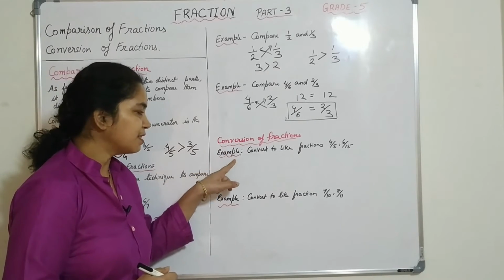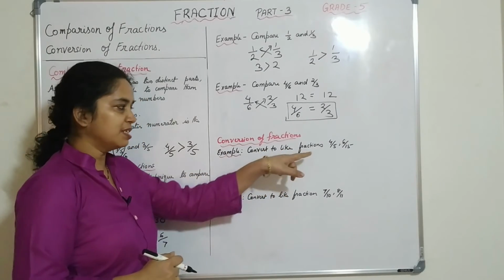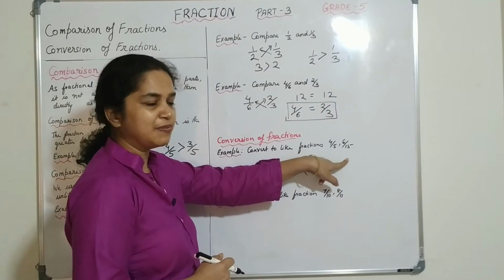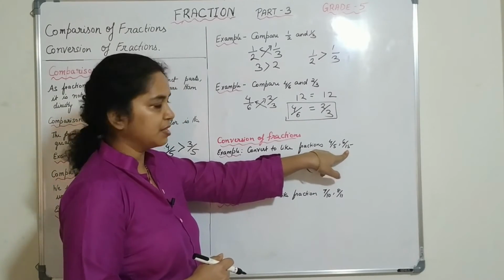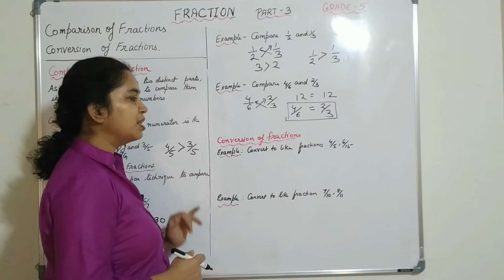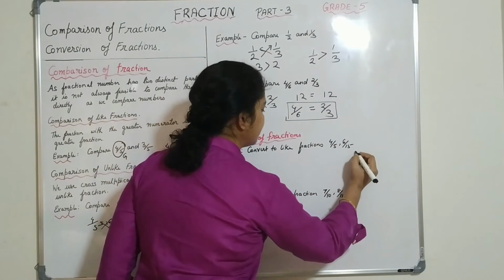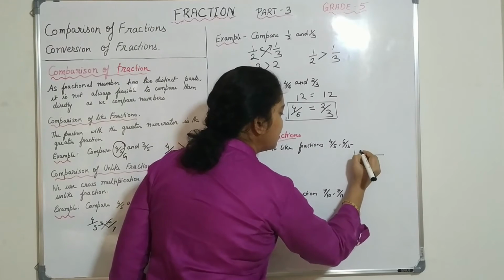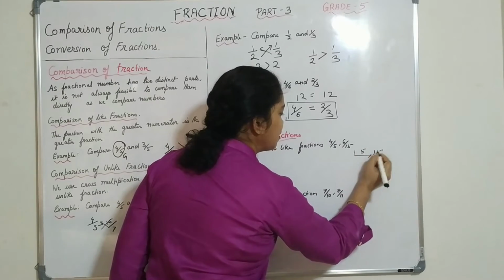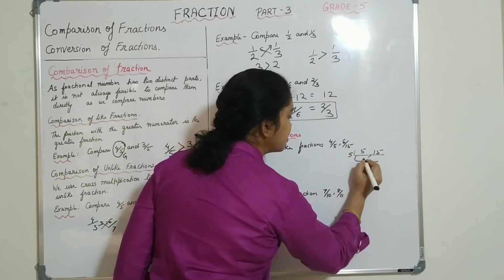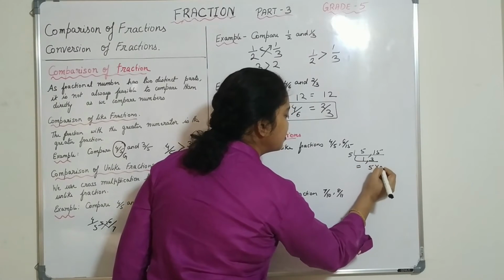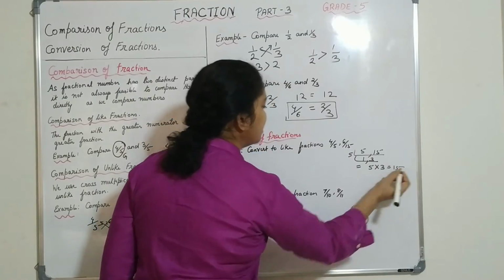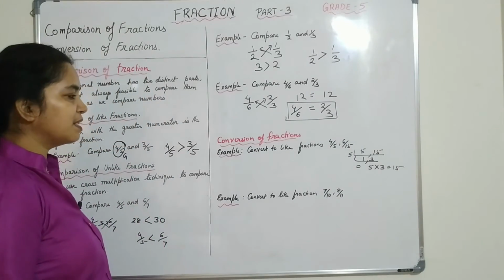Now we will learn about the conversion of fractions. Example: convert to like fractions 4 by 5 and 6 by 15. This is an unlike fraction because the denominator is different. So how to convert into like fractions? First you have to find the LCM. The LCM will be 5 into 3 is equal to 15. So 15 is the LCM.